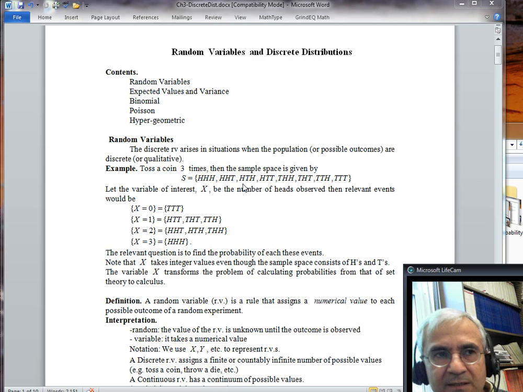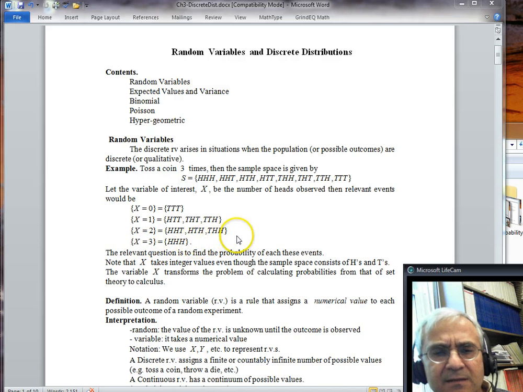Like if you are interested in how many defective items, instead of which item is defective and which item is not at any given time. So here we define this variable, we call it capital X, and it represents the number of heads observed. Then the relevant events will be X equals 0, meaning no heads, which is 3 tails, X equals 1 head, which means we have 1 head in each one of these outcomes, X equals 2 heads, and X equals 3 heads.